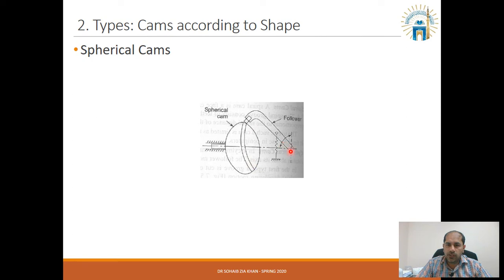So this follower which is attached, the rotation is allowed over here. The spring is just to make sure that there is a mechanical contact. So this follower, depending upon which point of the spherical cam it's touching, can go up and down in different orientations. This sphere can be attached at the center point or away from the center point.